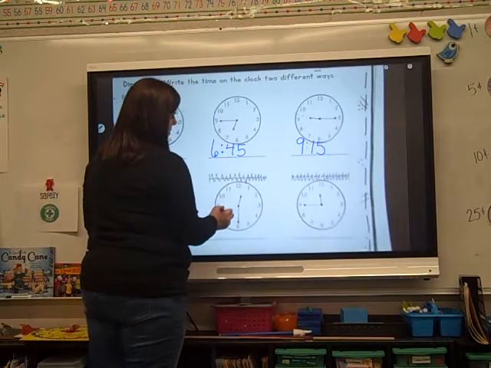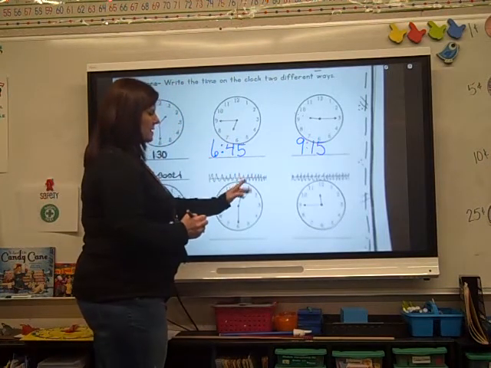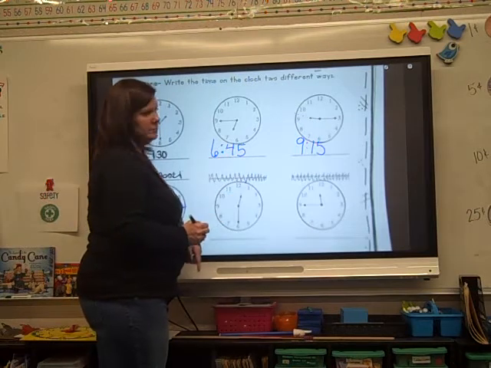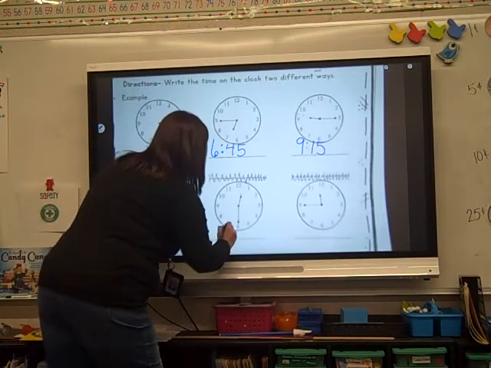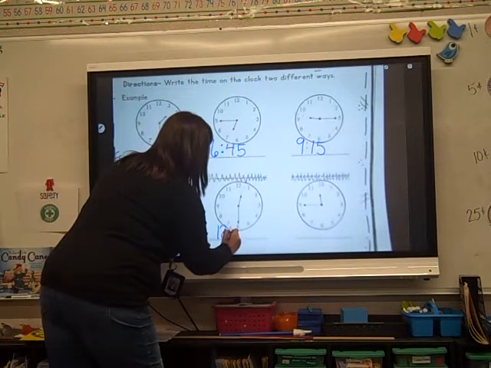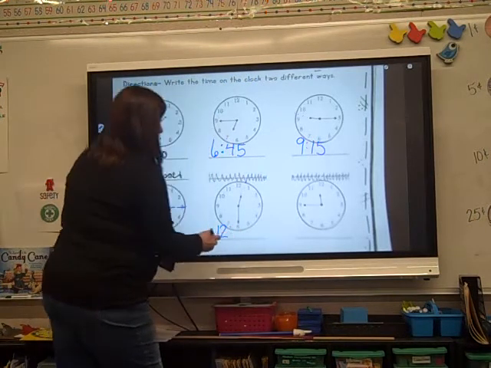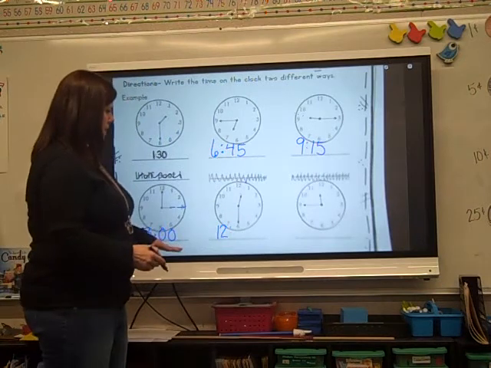Look at that shorthand. Is it on the 1 yet? No, it just passed the 12. So it's 12 something. Remember, my dots don't look good.